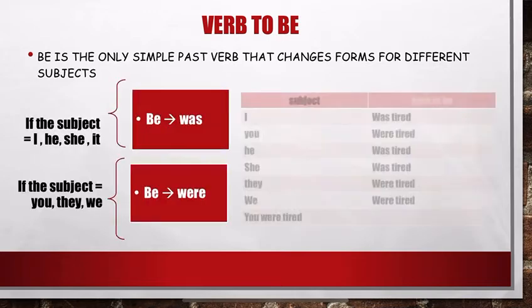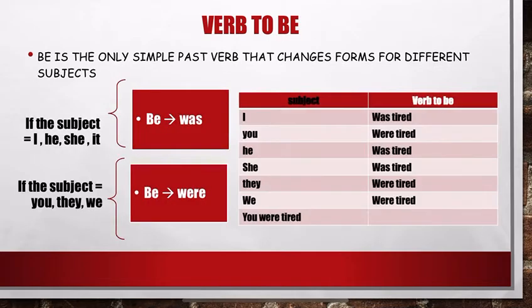Now, verb to be is the only simple past verb that changes forms for different subjects, which means that if you have a subject like I, he, she, or it, verb to be becomes was. And if you have a subject like you, they, or we, verb to be becomes were. I was tired, you were tired, and so on.